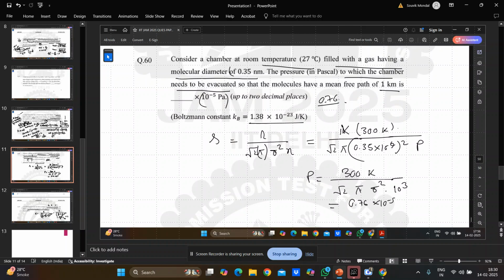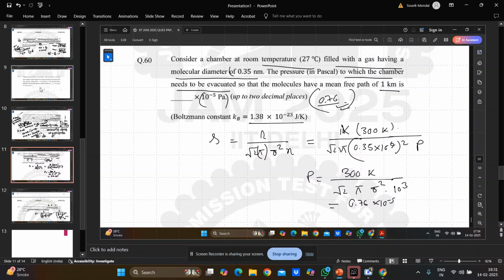Sometimes some books don't take this root 2 into account. This is a very fine correction actually. So if you don't take this root 2, your answer will be slightly greater. But I think the answer should be in such a range that you should be able to match it. So according to me, this is 0.76, I guess.